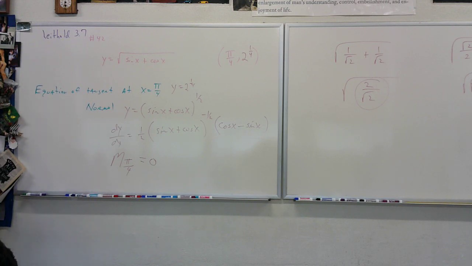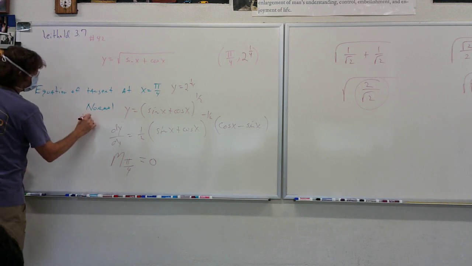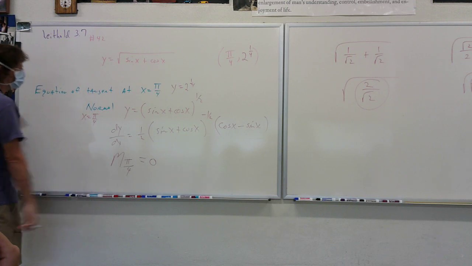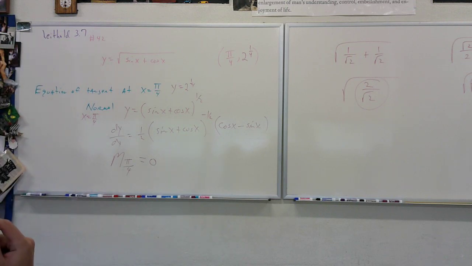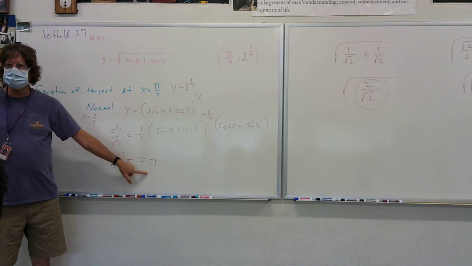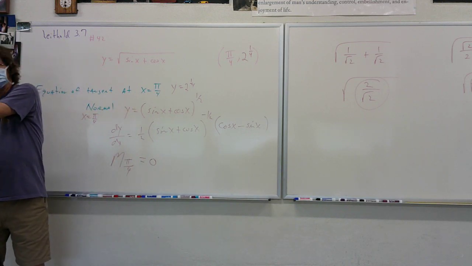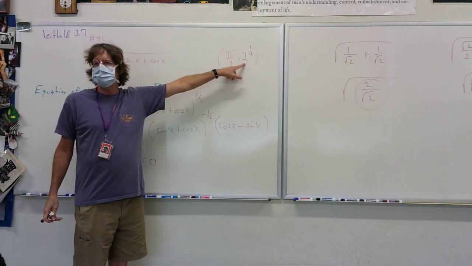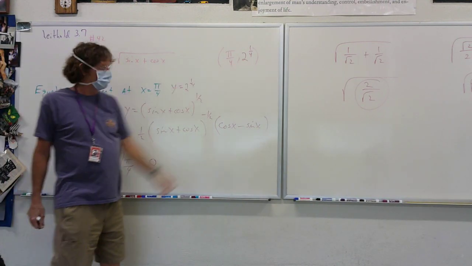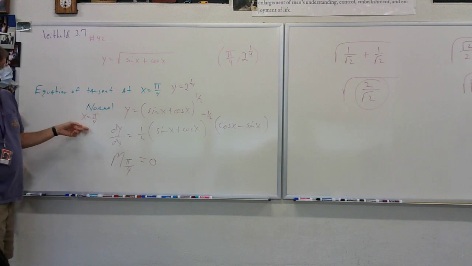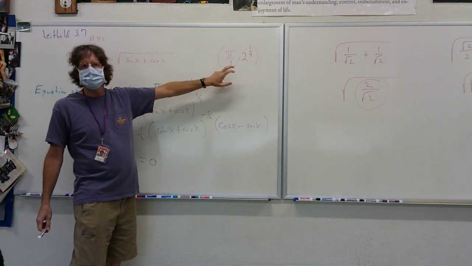And then the normal line's a vertical line. So it's what? X equals what? Pi over 4. And there's your normal. Okay, the slope is what? 0. So if you have a 0 slope, you have a horizontal line that's touching that y value. Your normal is a vertical line, and what value is it touching? That value.